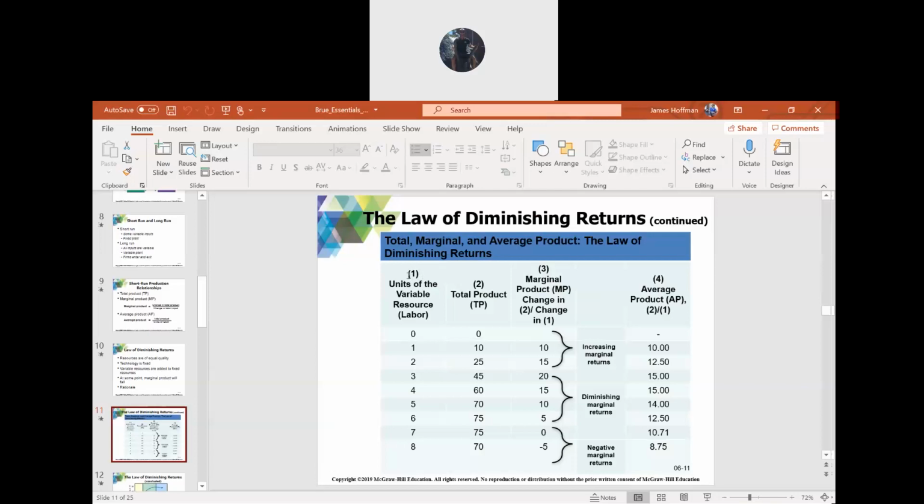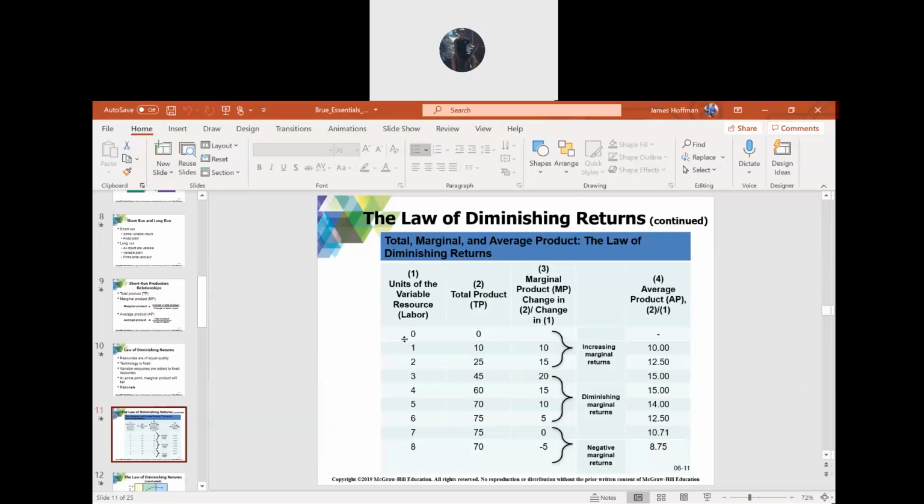So in column 1 here is the units of labor. So this is 1 unit of labor. You can think of it as hours, 1 hour, 2 hours, whatever, or just 1 unit. And this is the total product, column 2. Okay, so you see, if there's no labor, there's no product. All right, then if you add 1 unit of labor, you produce 10 units of the product. If you add 2 units of labor, 25 units of total product. All right, and then 3 and so on.